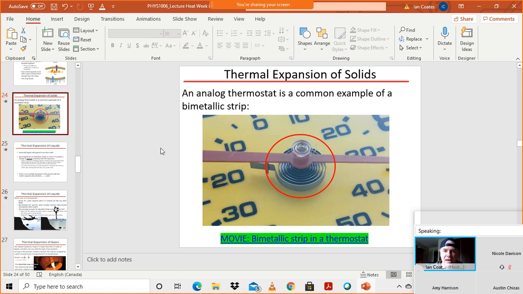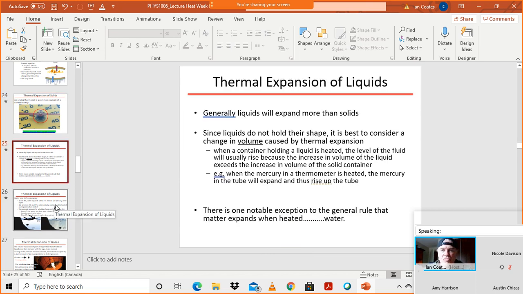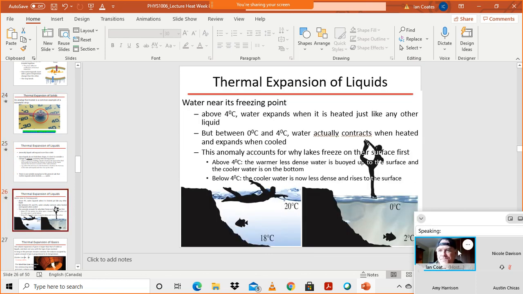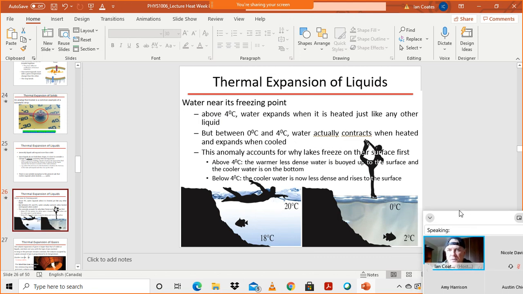Oh, by the way, there is a movie here. There are two movies that I need you to watch. I think there's another one coming. Movie there for the bimetallic strip. Not too bad. Yeah, you have a look here. You move this out of the way.